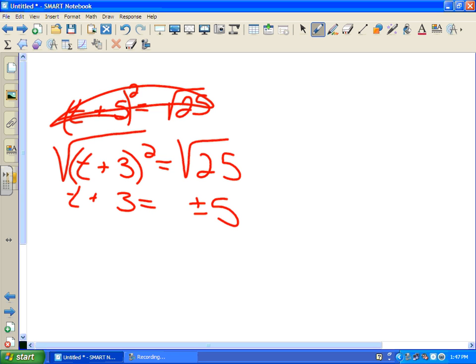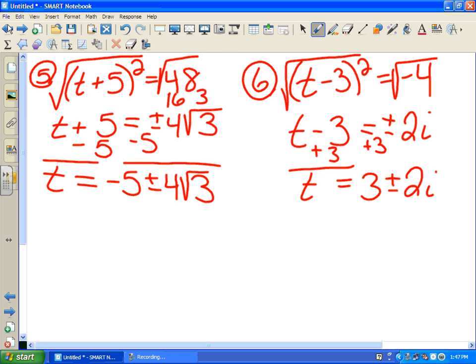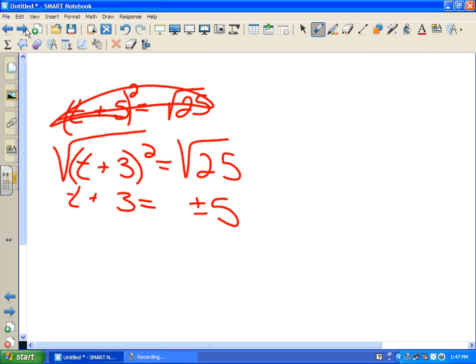So if there's no radical and no i, it's different than these two. This has a radical and this one has an i. But if there's no radical and no i, when you move the number over, you can put it in front, but now you can work it out and get 2 answers. So you have negative 3 plus 5, which is 2. And then negative 3 minus 5 is negative 8. Okay, so if there's no radical, just go through and work it out.